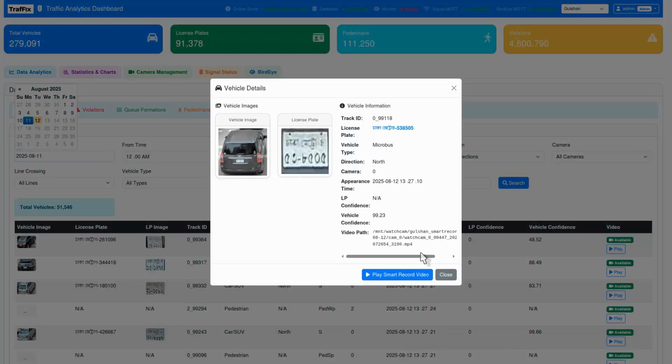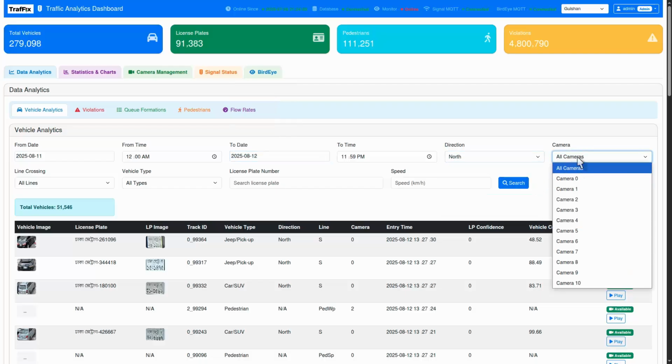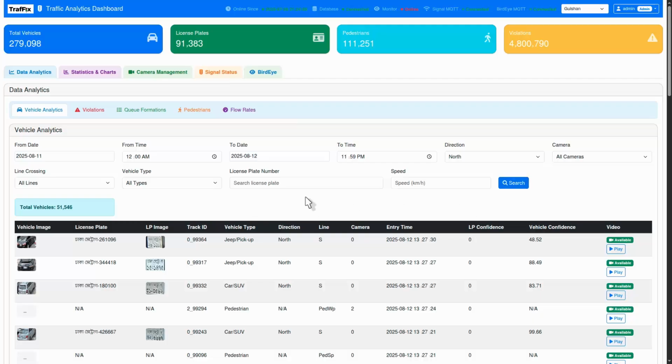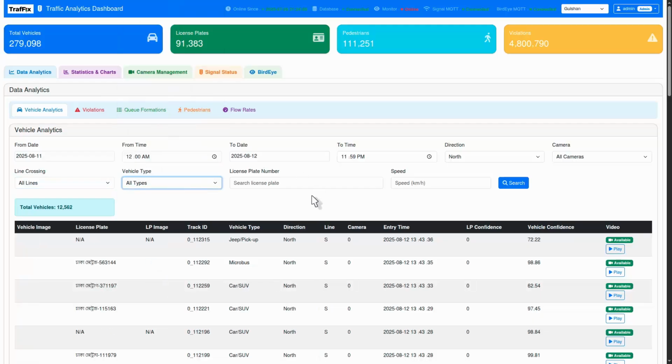We can search through a specific date and time range, and also by direction, filter by cameras, filter by lines, and filter by vehicle types. There are 25 types of vehicles, and we can also optionally filter by number plate to find a specific vehicle. So within this range, let's search for a specific vehicle number.